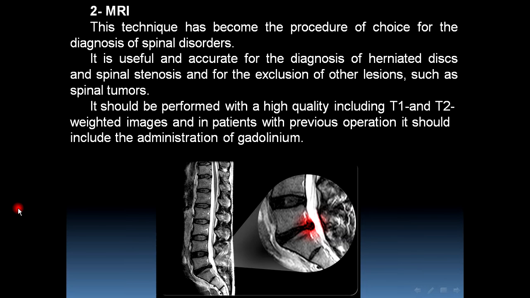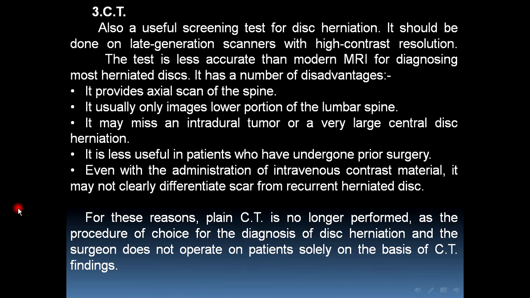Next we have the MRI, and this technique has become the procedure of choice for diagnosis of spinal disorders. It's useful and accurate for diagnosis of herniated discs and spinal stenosis, and for the exclusion of other lesions such as spinal tumors. CT scan is also a useful screening test for disc herniation.